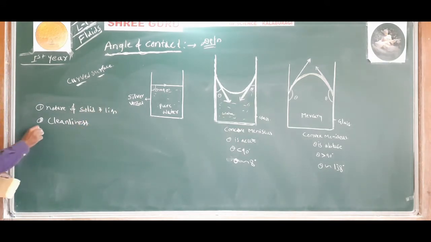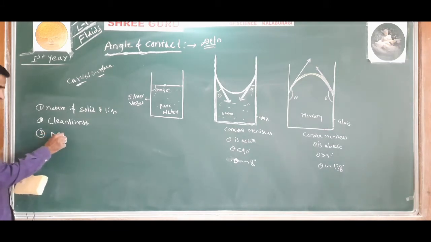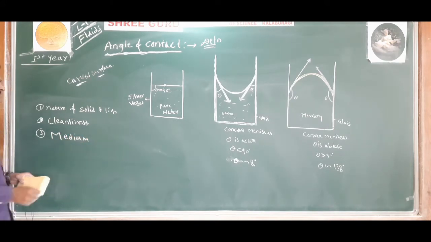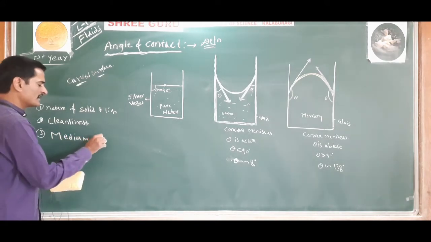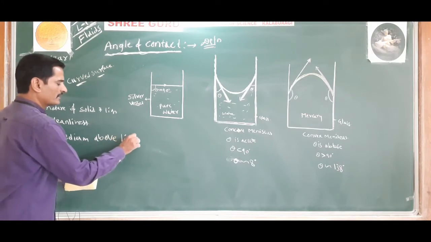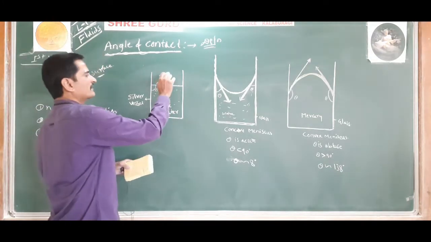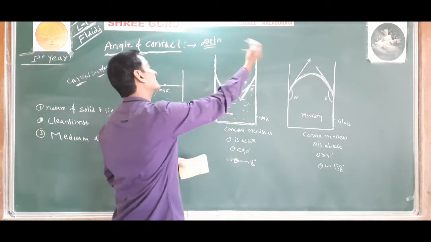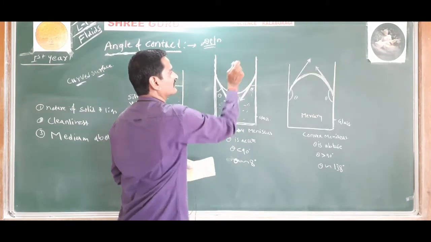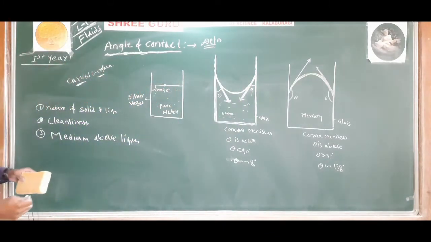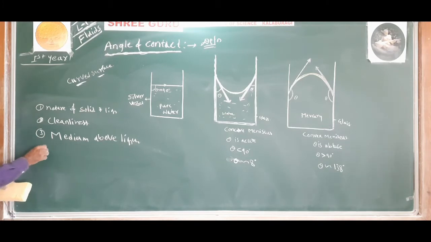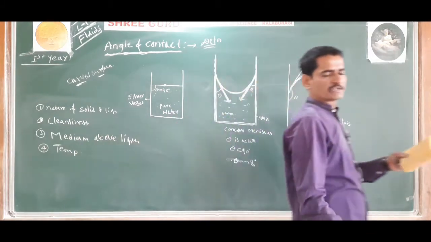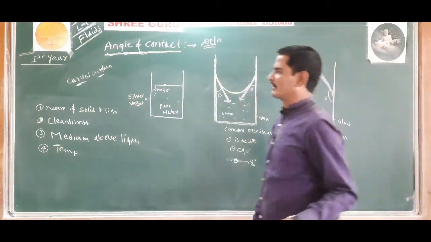Cleanliness of the surface. Angle of contact also depends upon the medium above the liquid surface. Above the liquid surface, which medium is there? Air medium is there, or some other gaseous medium is there, or some other liquid is there. So, which medium is there in this region? The angle of contact depends on that also, and angle of contact also depends upon the temperature. So these are all the factors on which angle of contact depends.